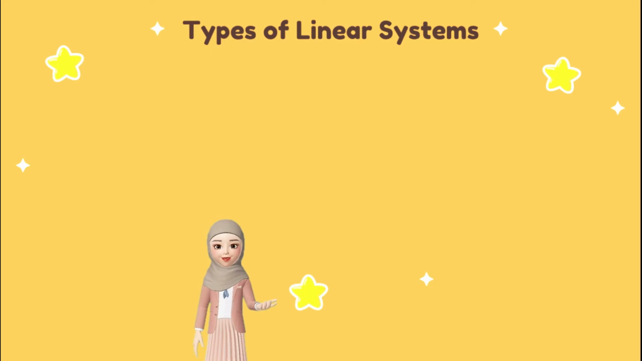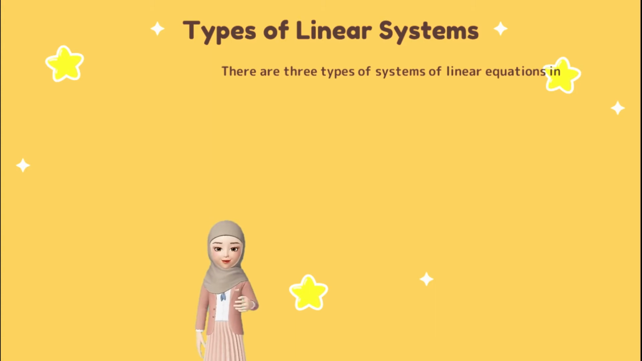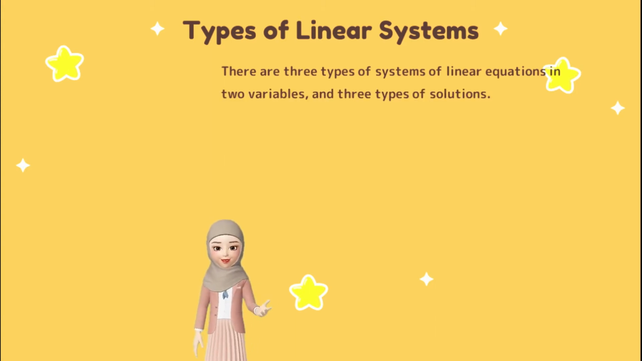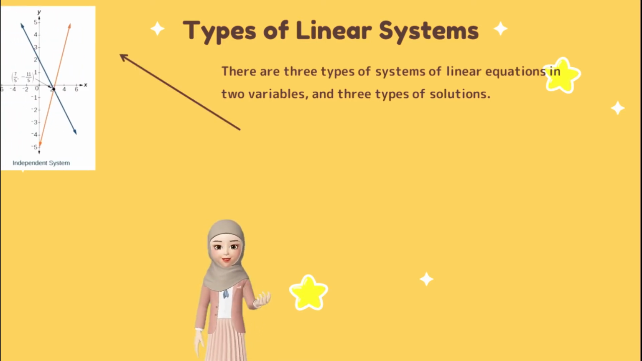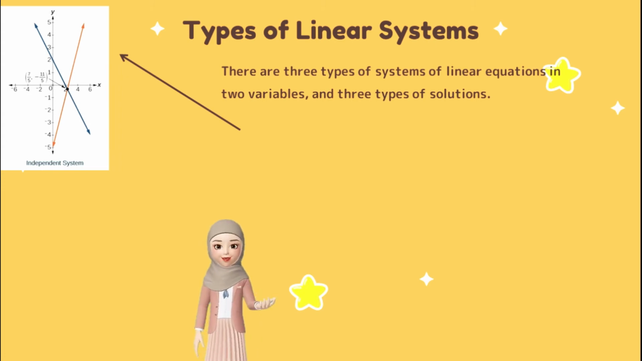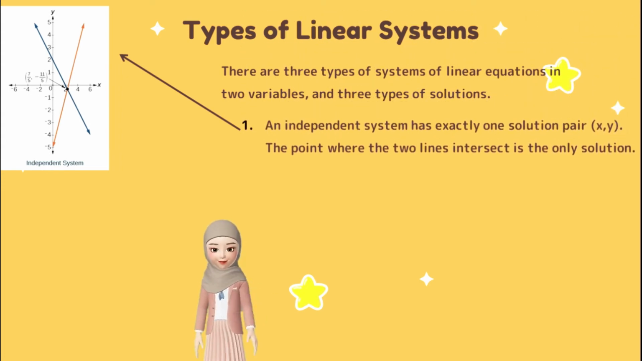Types of linear systems. There are three types of systems of linear equations in two variables and three types of solution. The first is the independent system. An independent system has exactly one solution pair, x, y. The point where the two lines intersect is the only solution. Look at the picture, the only solution is here.